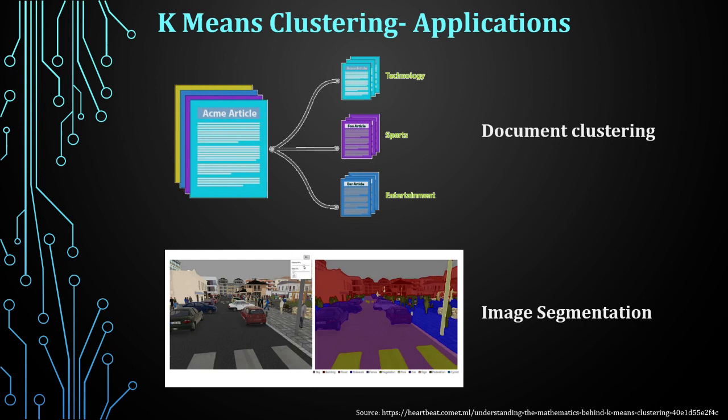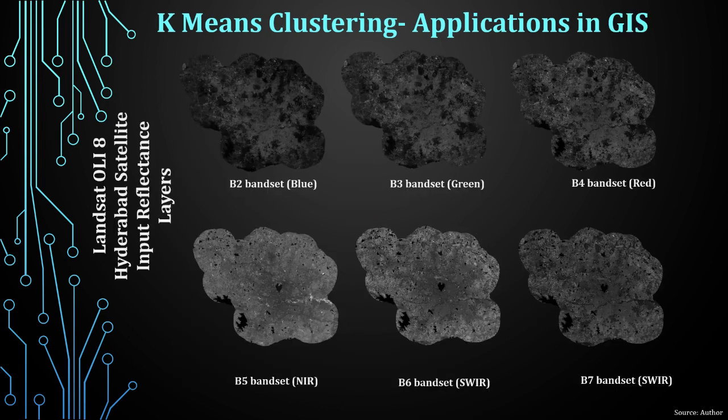In general, k-means clustering can be utilized in various document clustering methods and image clustering methods based on pixel values. The latter is used extensively in geographic information system analysis, as shown next. In this example, Landsat 8 reflectance images of Hyderabad are extracted for 6 bands: blue, green, red, short and near-infrared bands.